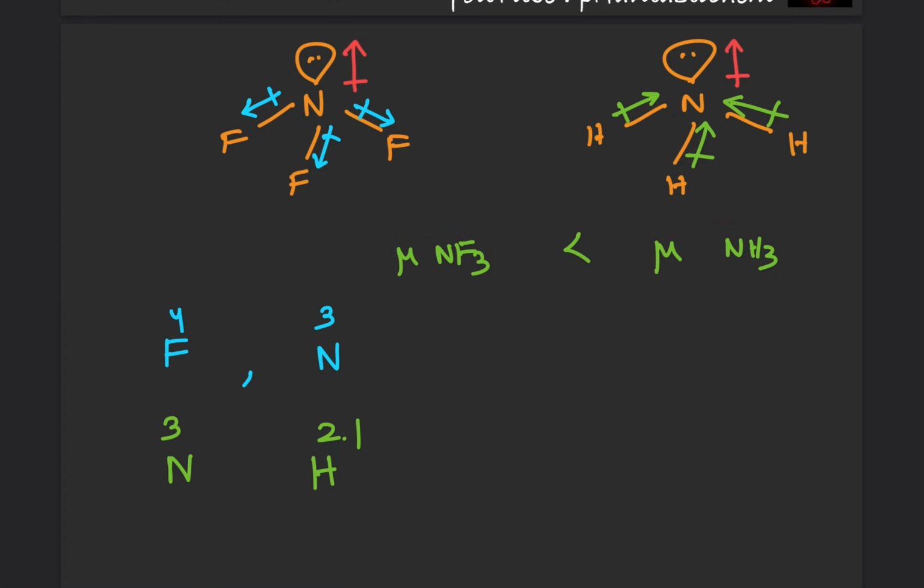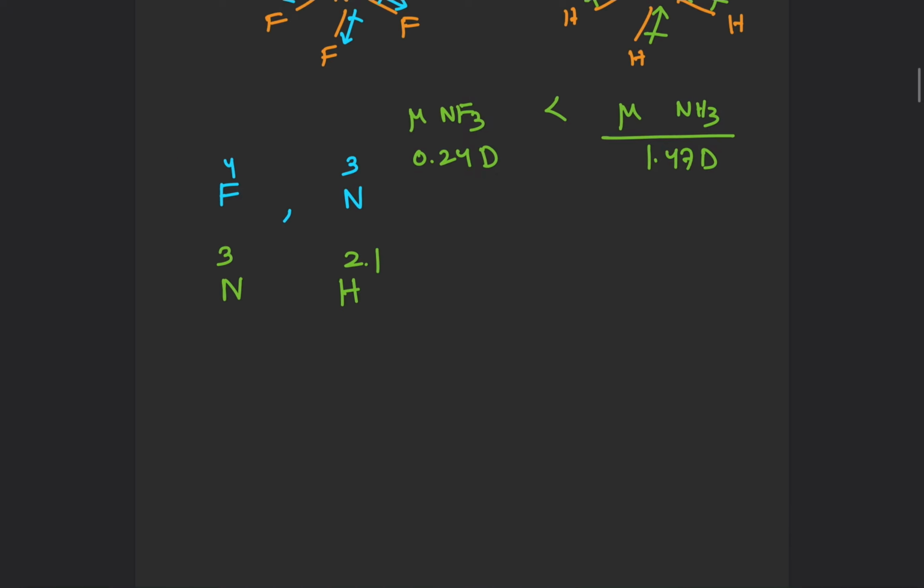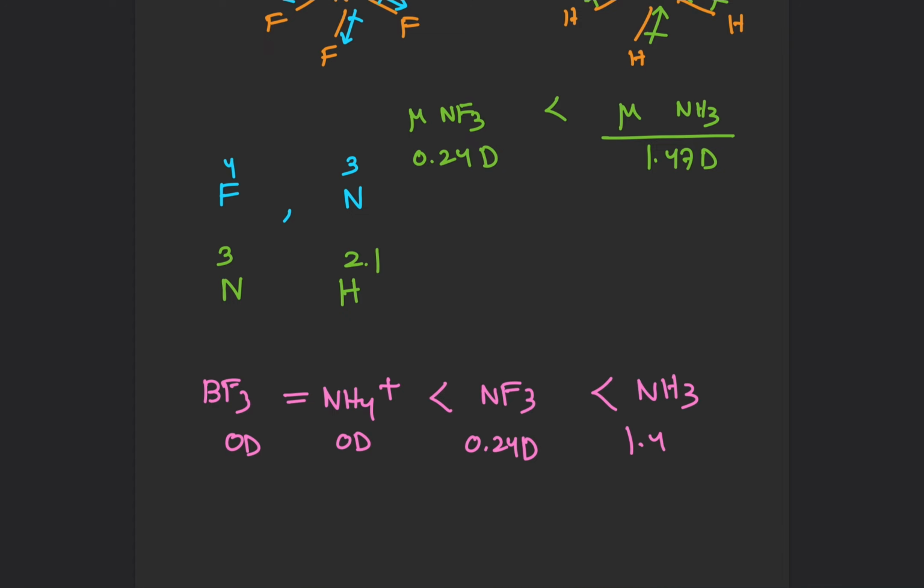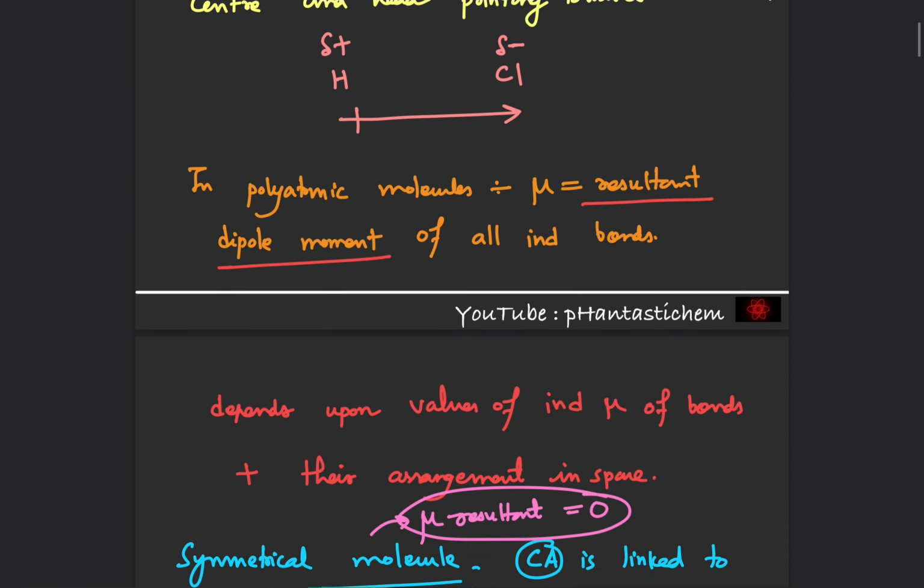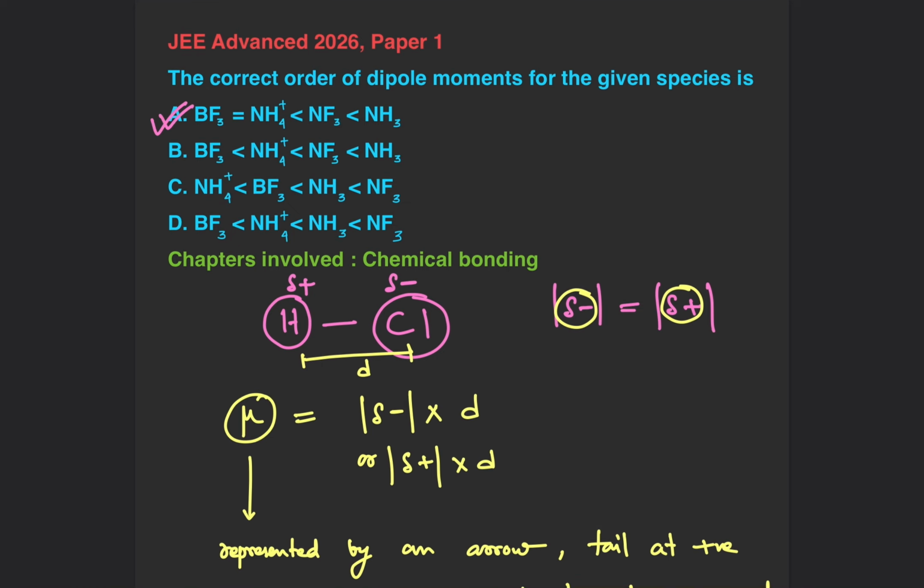To be specific, the dipole moment of NH3 is 1.47 debye, and the dipole moment of NF3 is 0.24 debye. So the correct order is going to be: BF3 will be equal to NH4 plus, both are 0 debye. NH4 plus will be less than NF3, whose value is 0.24 debye, and NF3 will be lesser than NH3, whose value is 1.47 debye. So option A is the correct option. Okay, thank you.